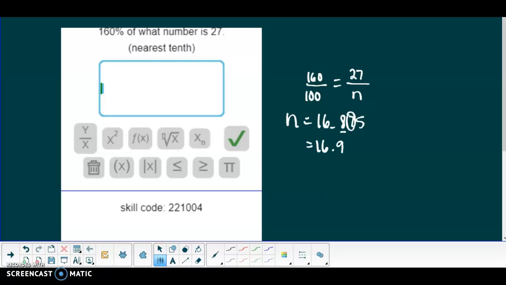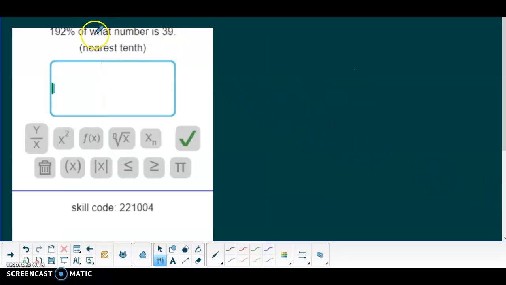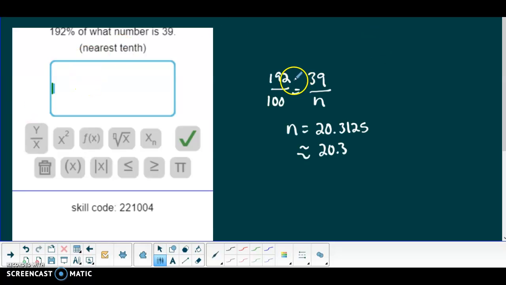Another example that you're going to practice for today's lesson: 192% of what number is 39? Set it up on your scratch paper and enter your answer. If you set up your proportion correctly, you would have the fraction 192 out of 100 is equivalent to 39 out of some number. After using your calculator, it would display 20.3125, but they do not want the entire answer. They want your answer rounded to the nearest tenth, so your answer is 20.3.